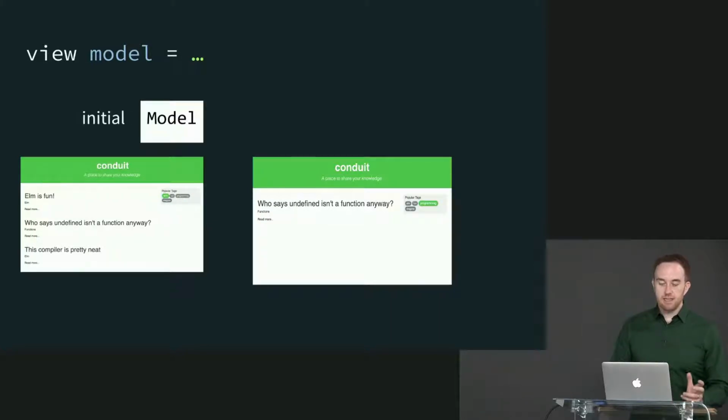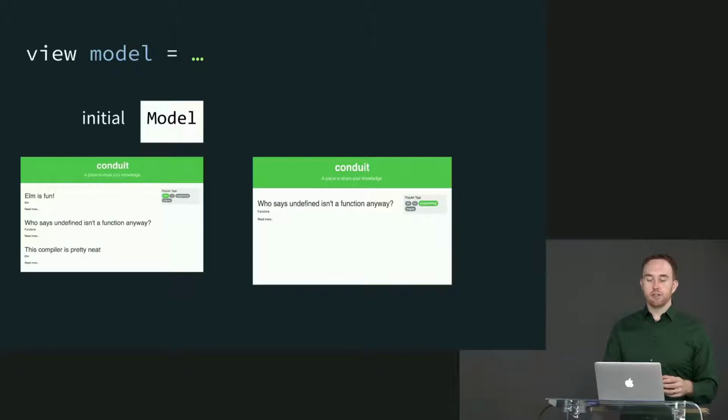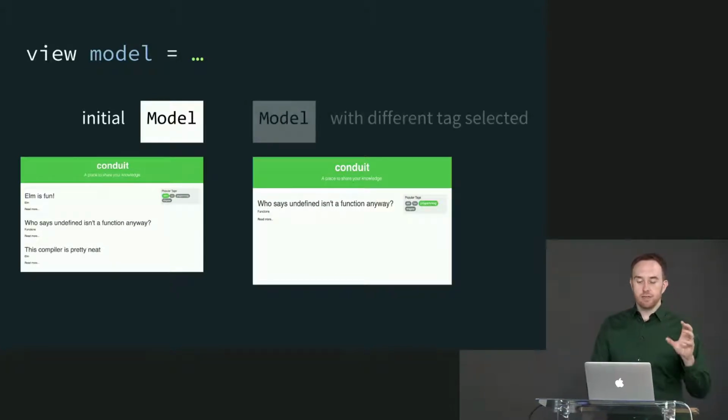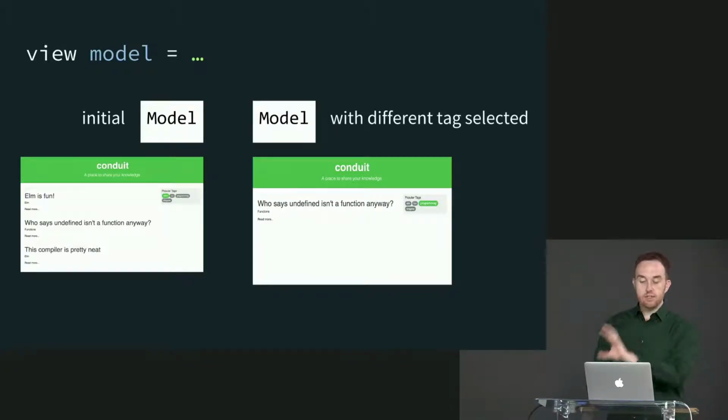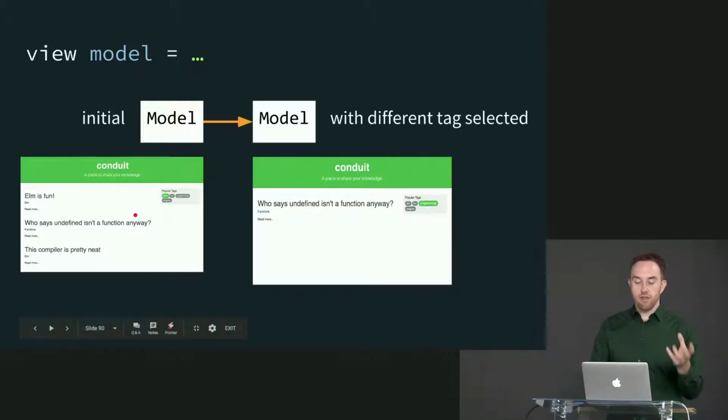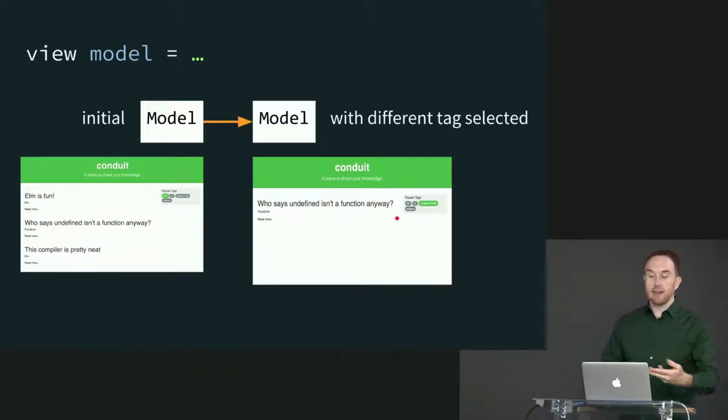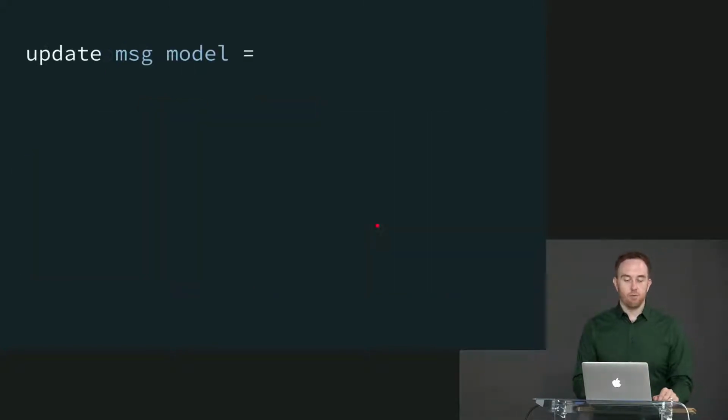Well, basically, this question boils down to, how can we transition from the initial model to a different model that has a different tag selected? How do we get from the one to the other? Because if we can do that, as long as View is capable of rendering a different thing based on which model it gets, as long as we can transition from one model to the other and have View get called again with the updated model, then we should be good. It should successfully render the new page as we want it.